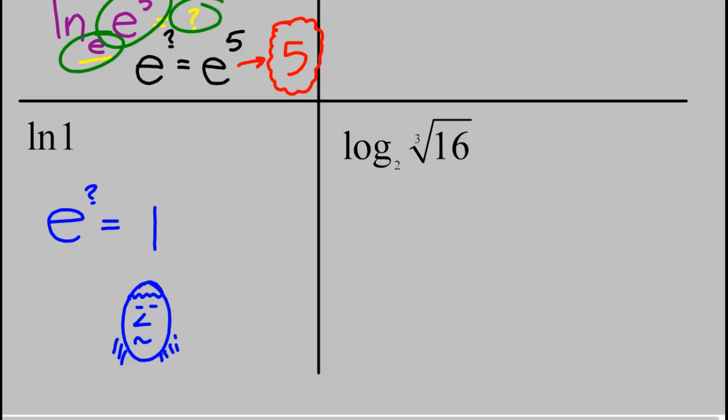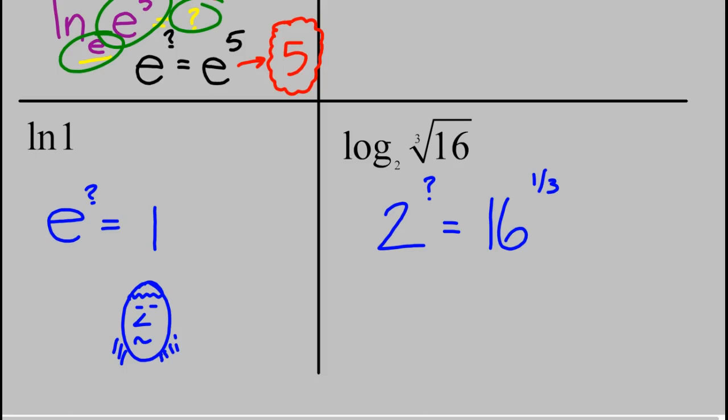Next one's a harder one. This is the last one we'll do today. 2 to what power is equal to, yeah, this is weird. Instead of cube root, I'm going to change it to an exponent. So what is an exponent that's equivalent to the cube root? 1/3, right? So the cube root of 16 is the same as 16 to the 1/3. It's helpful to write the radical as a fraction here.